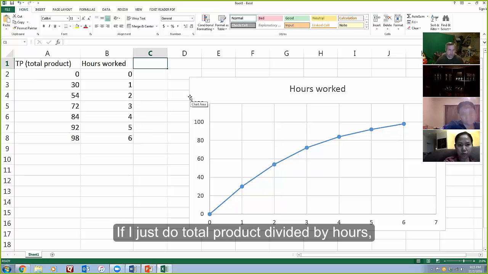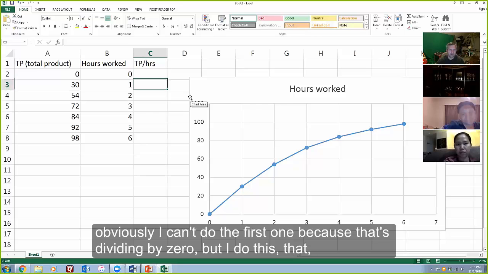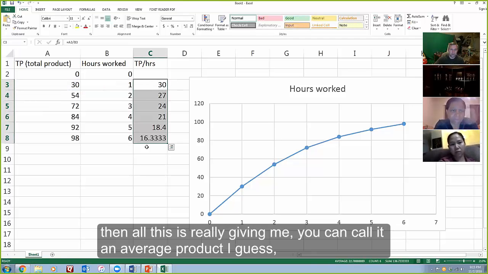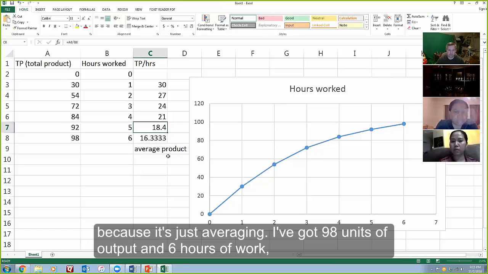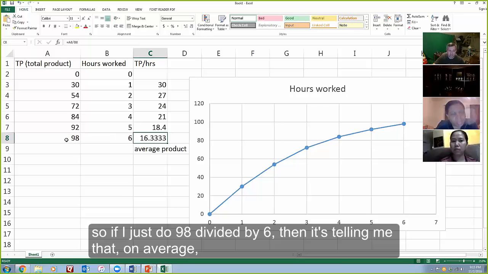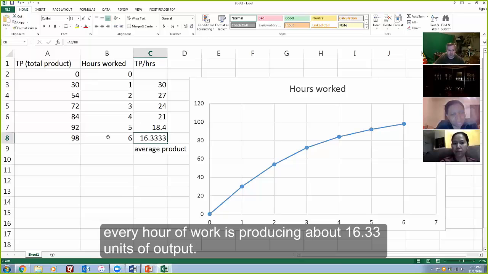If I just do total product divided by hours, obviously I can't do the first one because that's dividing by 0. But I do this. Then all this is really giving me, you could call it an average product, I guess, because it's just averaging. I've got 98 units of output and 6 hours of work. So if I just do 98 divided by 6, then it's telling me that on average, every hour of work is producing about 16.33 units of output.